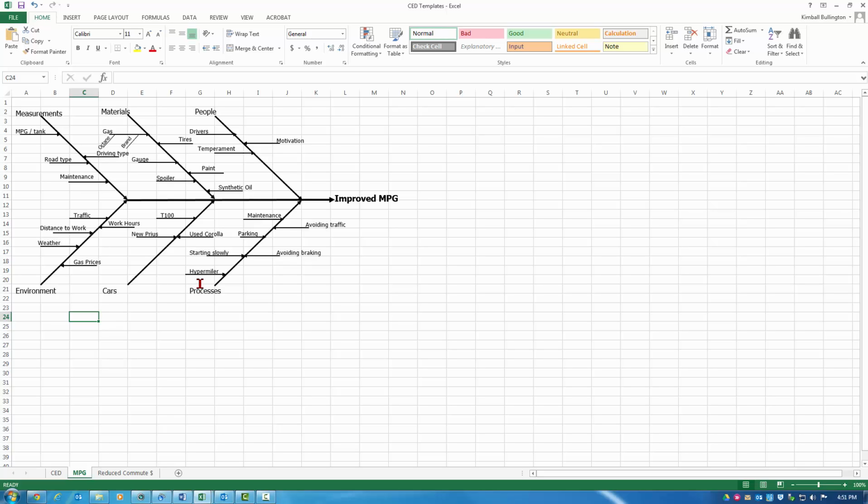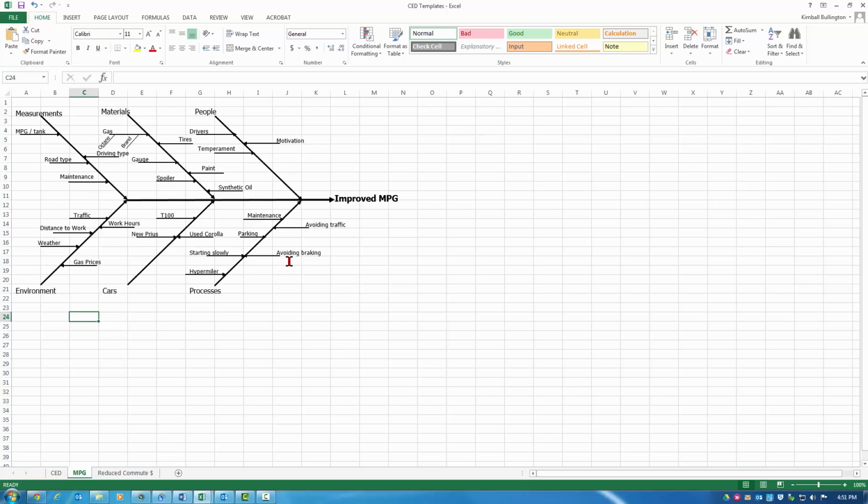I put hypermiler here. That probably doesn't mean anything to a lot of you, but there are people who compete in improving gas mileage, and so you could study their habits. Starting slowly, I think everybody understands this. Avoiding braking. This might be an idea that you haven't thought about, and in order to avoid braking, I've got to add some distance between my car and the car in front of me, so when he slows down, I don't have to brake.